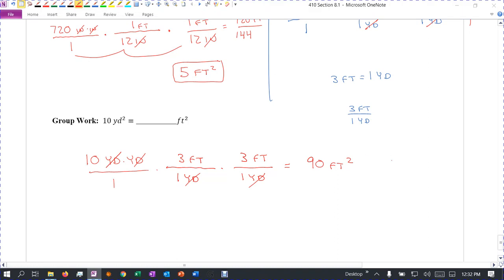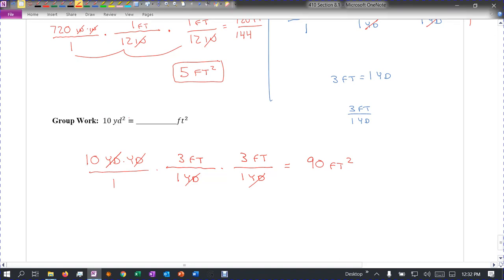Okay, let's see, did you get 90 square feet? If so, that's good. We had to write the 10 square yards as 10 yards over 1. We need the yards to cancel out twice, and we're trying to get to feet. So we know that there are 3 feet in a yard, so we use that conversion factor twice. And then we just multiply across the top. 10 times 3 times 3 is 90, and then feet times feet is feet squared, and on the bottom we get a 1. So 90 square feet.